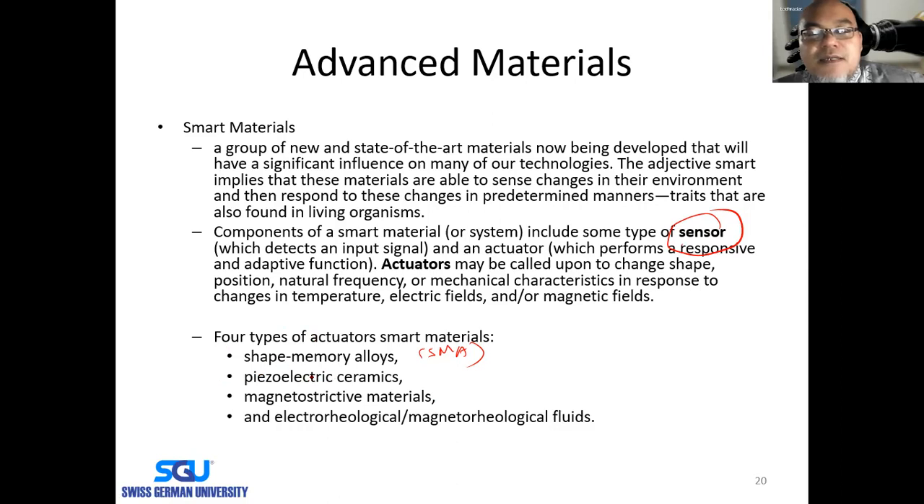Piezoelectric ceramics. This is a material that you will also learn about here in the sensor and measurement class. It is a material that can convert stress into electricity and vice versa, electricity into mechanical stress or mechanical force. Then magnetostrictive material. This is between the magnetic domain and the mechanical domain. Electrorheological and magnetorheological fluids are liquids whose viscosity can change when you apply different electrical fields or magnetic fields.